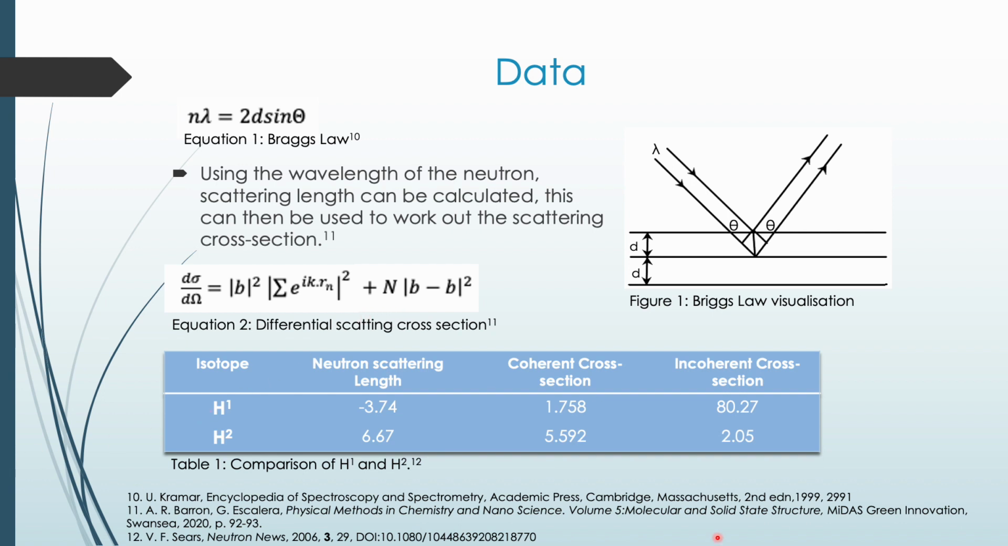Here is an example of the two isotopes mentioned earlier. You can clearly see that both the scattering length and the cross-sections are vastly different, allowing for easy identification.